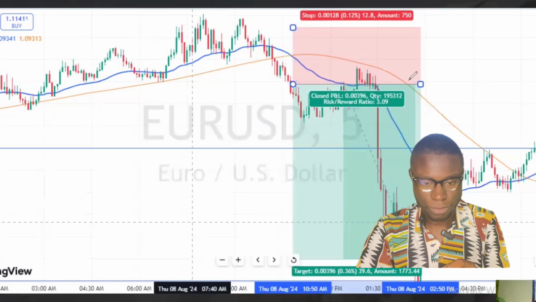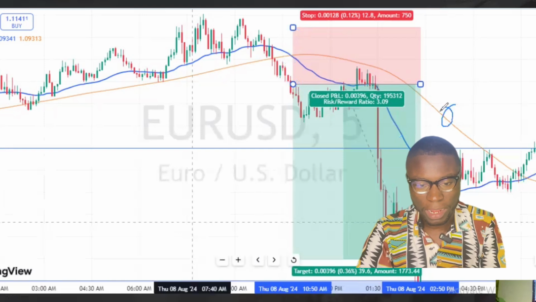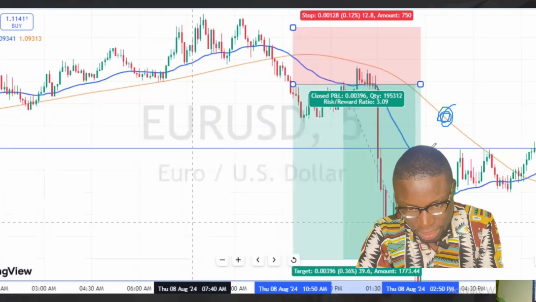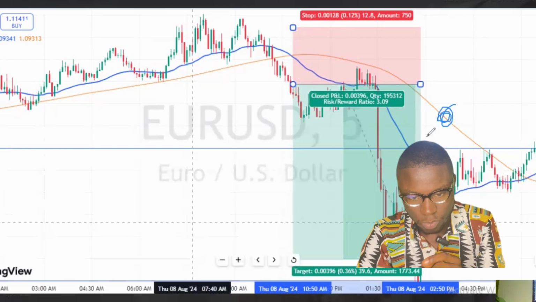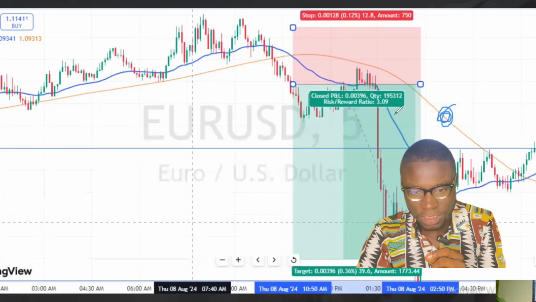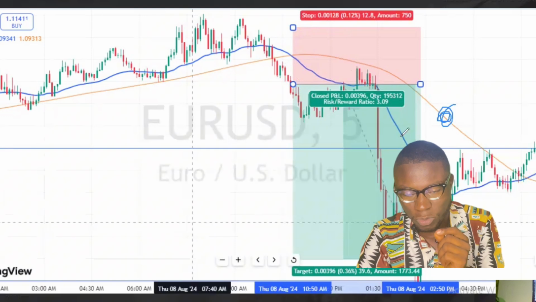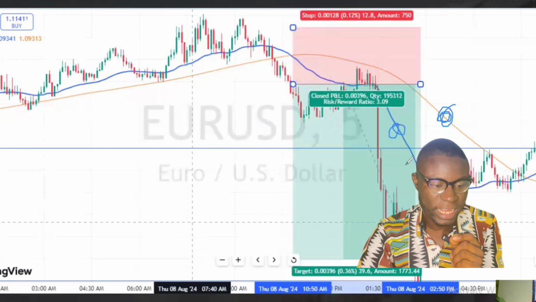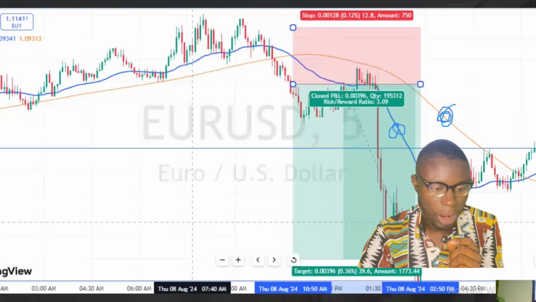Okay, so I will use it to trail the stop. I use it as my trailing stop. But if I see that price is respecting this blue moving average, I will now use the blue moving average as my trailing stop. That's how I do it most of the time.